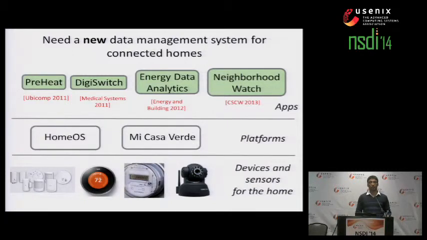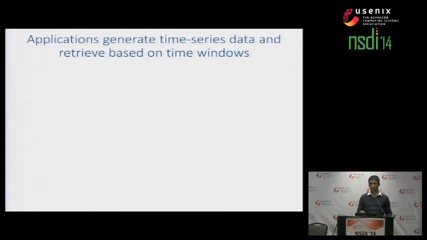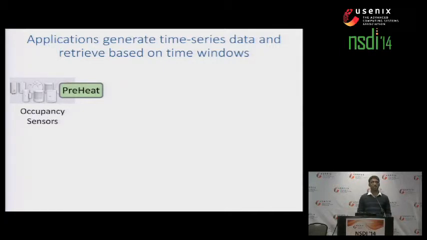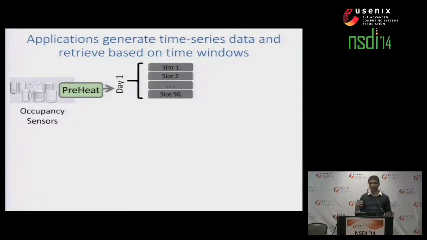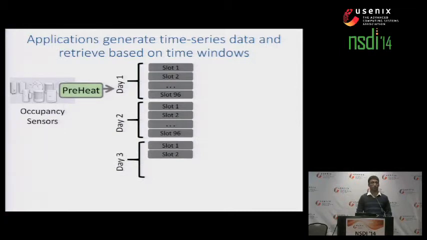So to answer this question, we had to first understand the requirements of these applications. So applications for smart homes generate data that is naturally time series, and they look at data from specific time windows. Consider the example of PreHeat. PreHeat uses occupancy levels to efficiently heat homes. So PreHeat talks to the occupancy sensors and asks it to record the occupancy level of the home for every 15-minute period during a day. So it divides a day into 96 slots and records an occupancy level for each of these slots. This data is inherently time series and has an append-only nature.